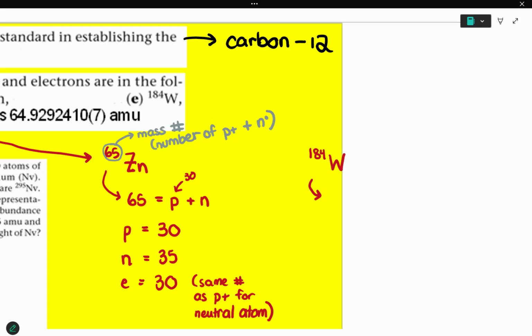The more you look at the periodic table, the more you're just going to know where things are.